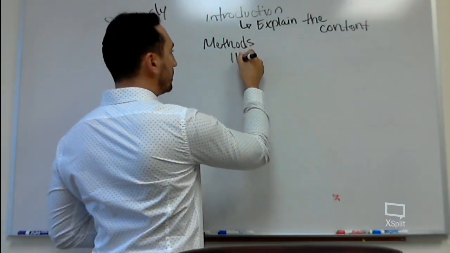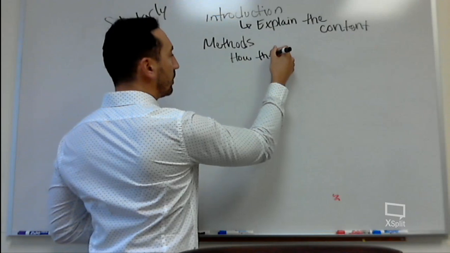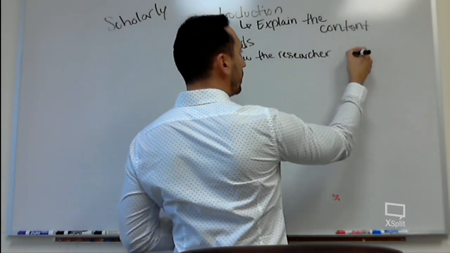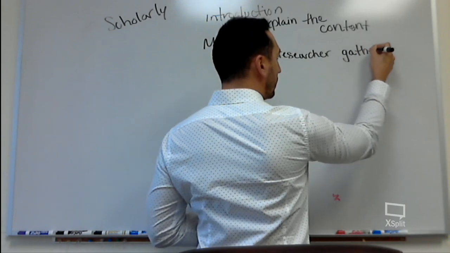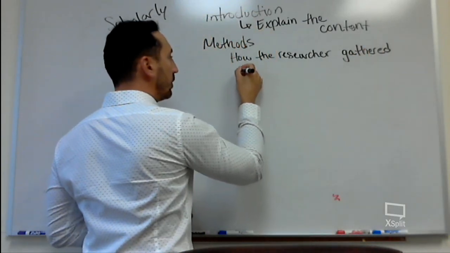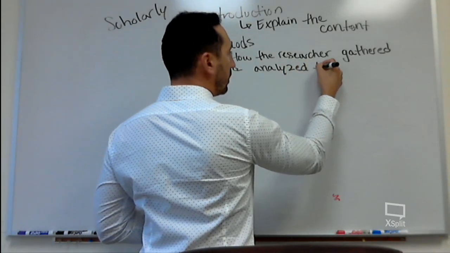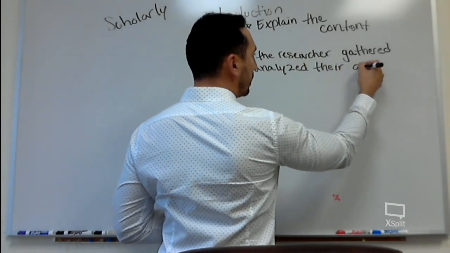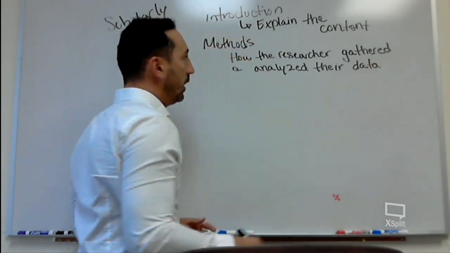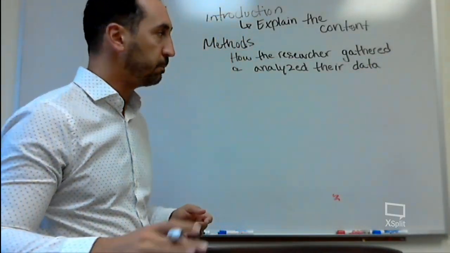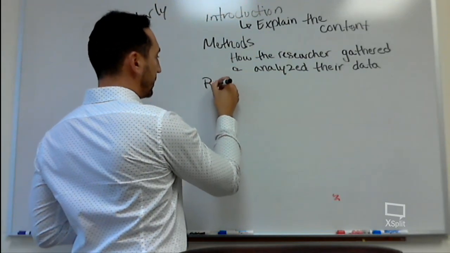Basically, how the researcher gathered and analyzed their data. That's really all the methods section kind of amounts to. After you get that, then you come up with a results section.